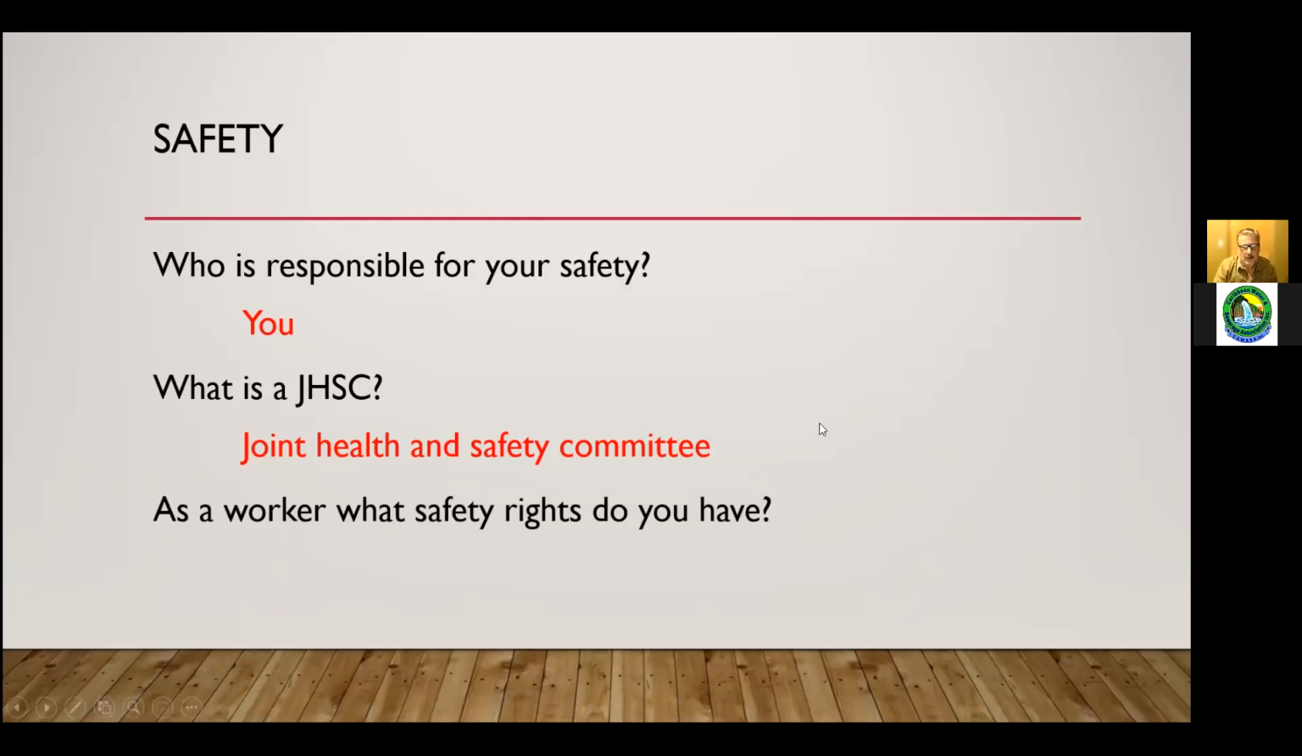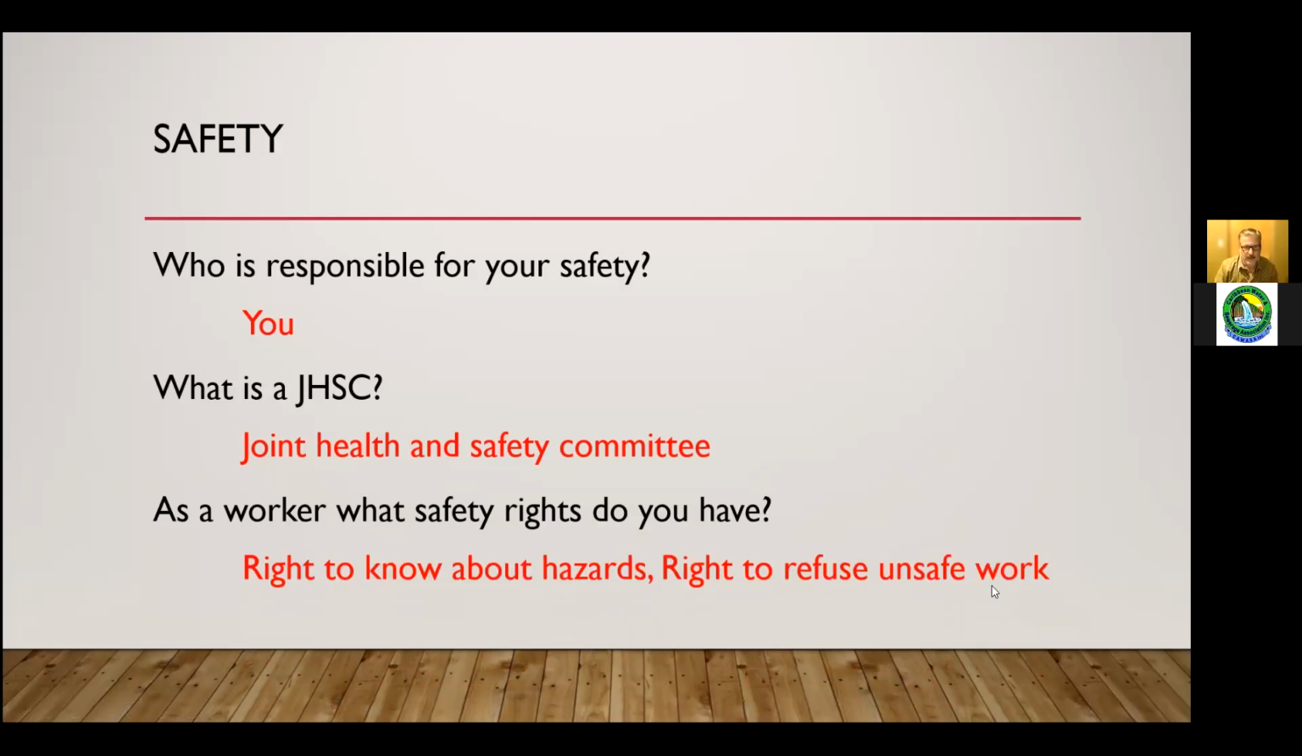So as a worker, what safety rights do you have? So as a worker, you've got the right to know about hazards and the right to refuse unsafe work. At the end of the day, you know, everybody needs to be safe. They need to go home to their families, and you are responsible for your safety.